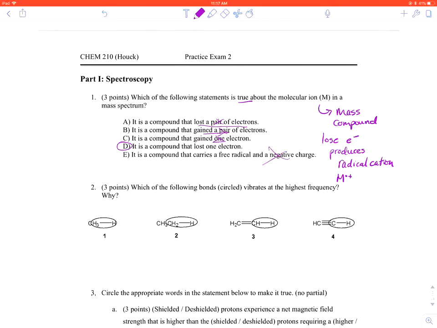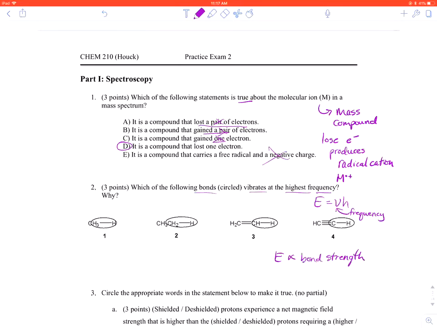Now we're moving on to question two. Which of the following bonds vibrates at the highest frequency? So frequency is proportional to energy. This is frequency, nu, h is Planck's constant. So the higher energy, energy is proportional to bond strength, at least for atoms with similar masses.